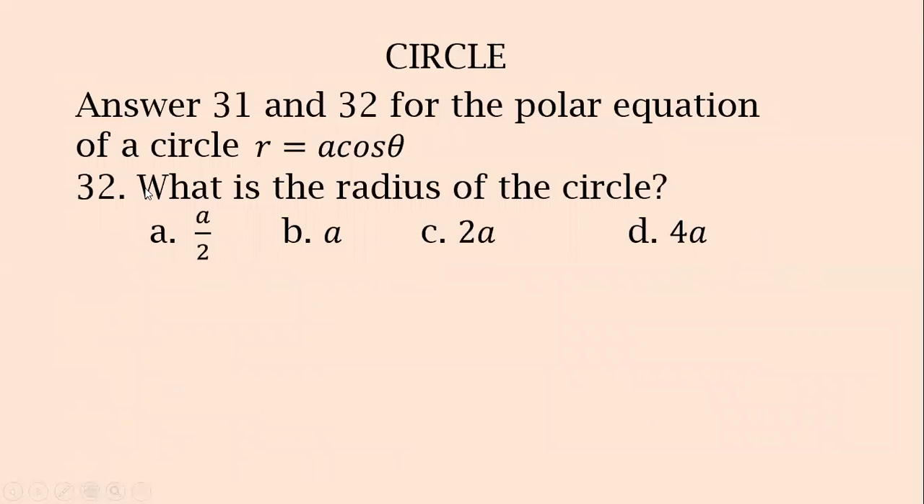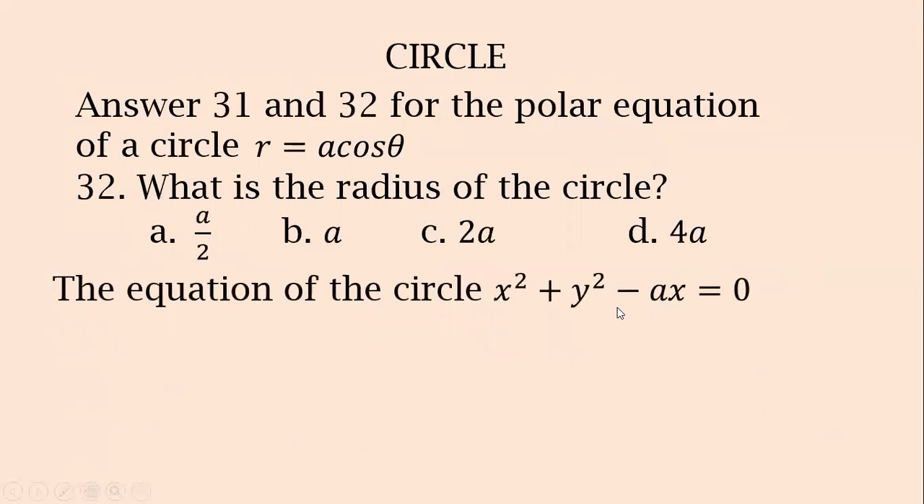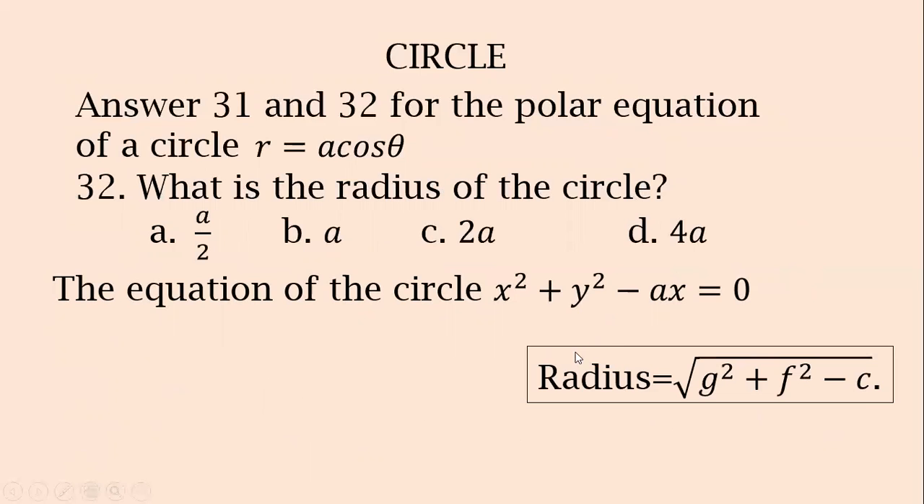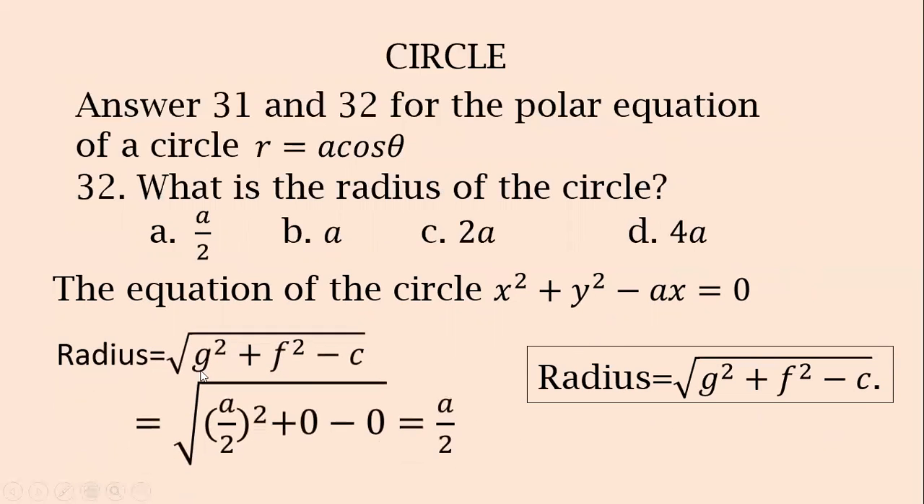Now question number 32, what is the radius of the circle? The radius of the circle is root over g square plus f square minus c, and the equation is this one. This is the formula of radius, and putting the values we are getting g is equal to a by 2, f is 0, c is 0, so the radius is a by 2.